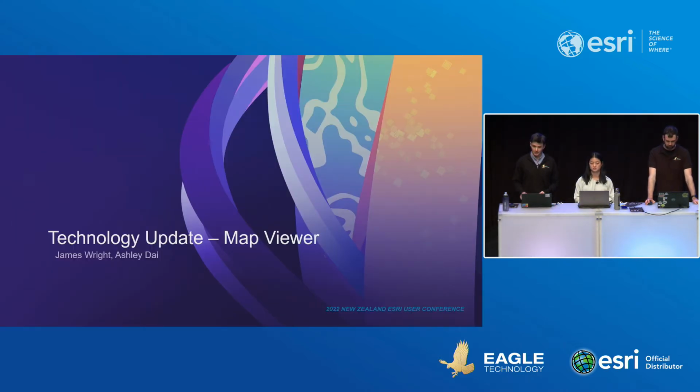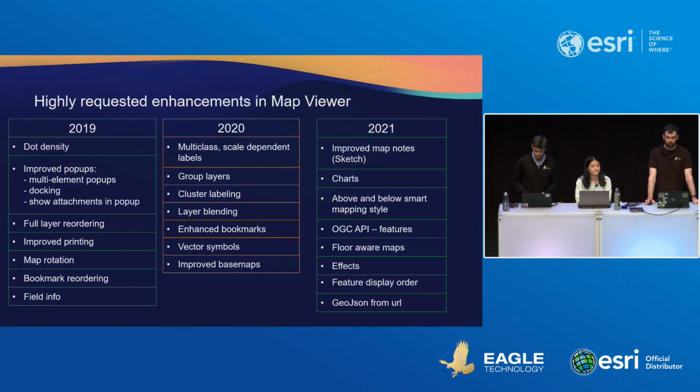So we have a quick technology update on the map viewer. Real quickly, I'm just going to go through what's been included in the past, and then we have some demonstrations from Ashley on those specific features. But just to get started, a few enhancements that have come in the map viewer since 2019 when it was first introduced. Just a few highlights, things like dot density mapping, so that really performant dot maps that you can then zoom in and out of and show that symbology in different ways.